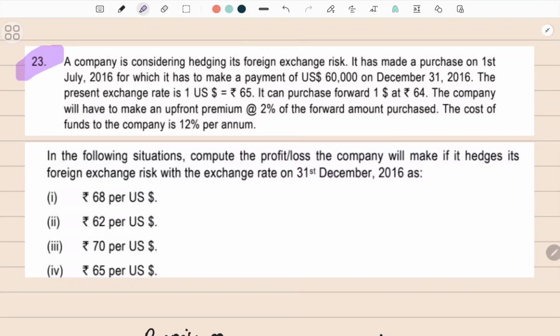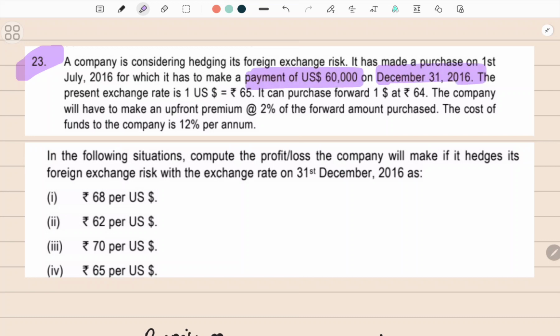Question number 23. A company is considering hedging its foreign exchange risk. It has made a purchase on 1st of July 2016 for which it has to make a payment of $60,000 on 31st of December 16. Payment of $60,000 to be made on December 16th.